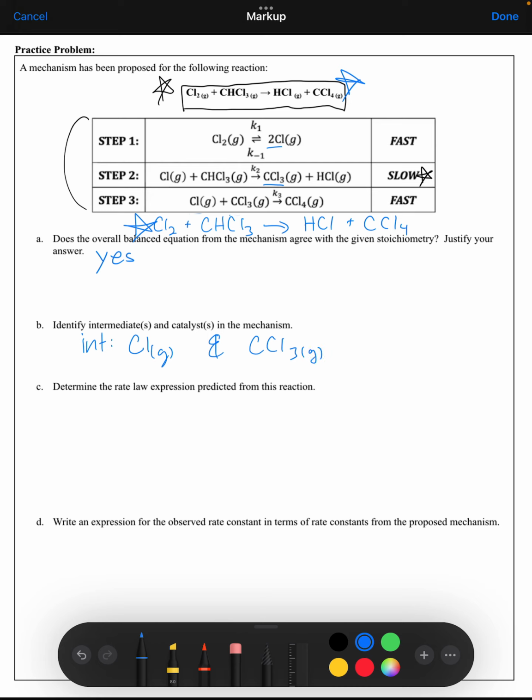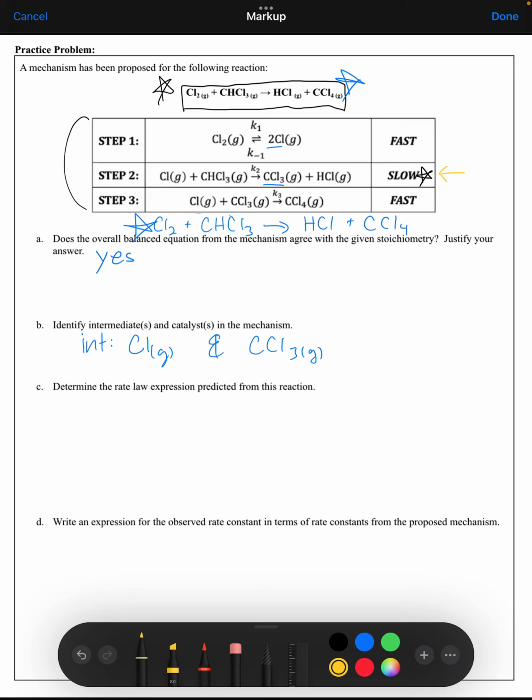It does not ask you to justify anything, so you can literally just list them. All right. Our next part says determine the rate law. So here's where it starts to get a little bit more complicated. Once again, we know already that our rate law for the overall reaction should match my slow step.